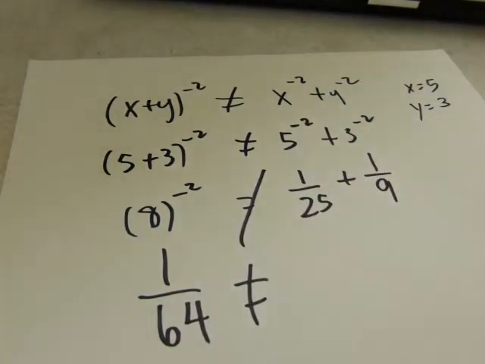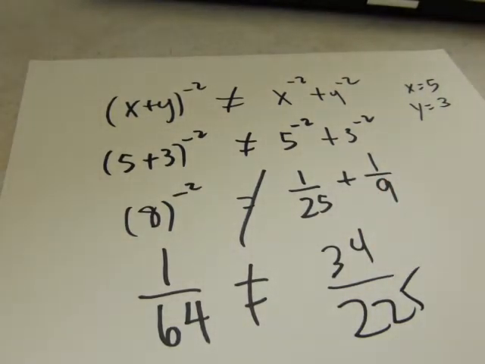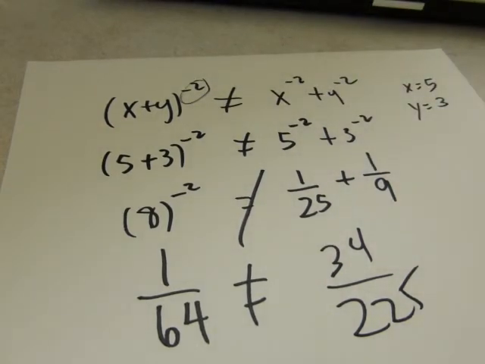And I'm going to add those with my calculator. 1/25 plus 1/9, 34 over 225. Definitely not the same thing. Do not apply exponents across a sum or a difference. Either follow the order of operations or don't do anything.